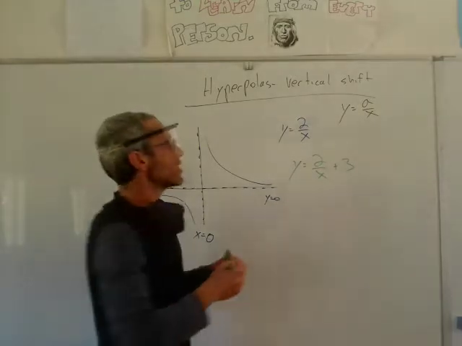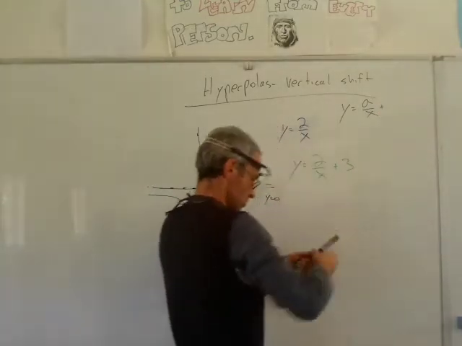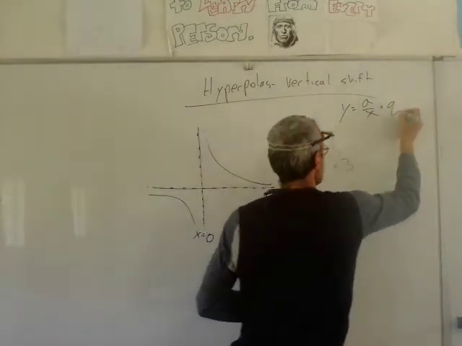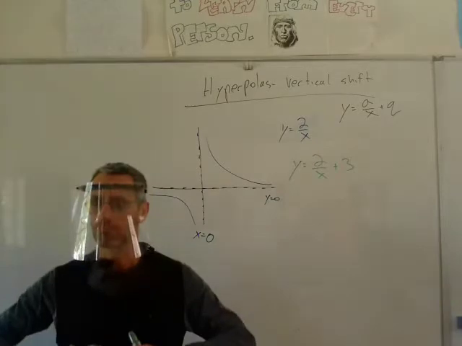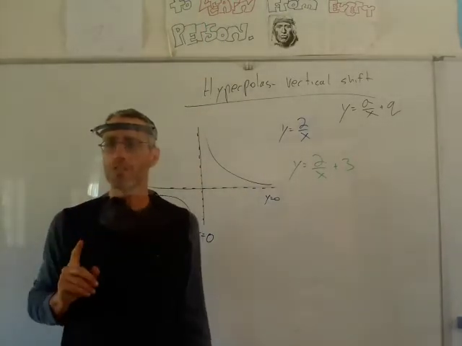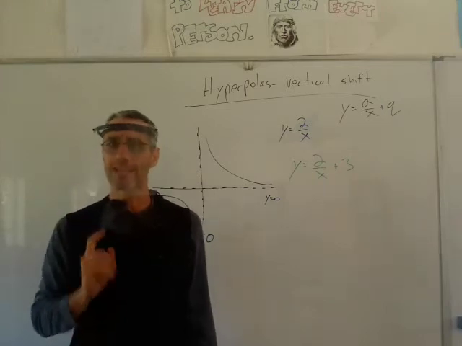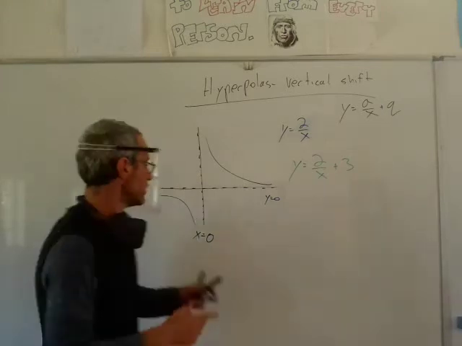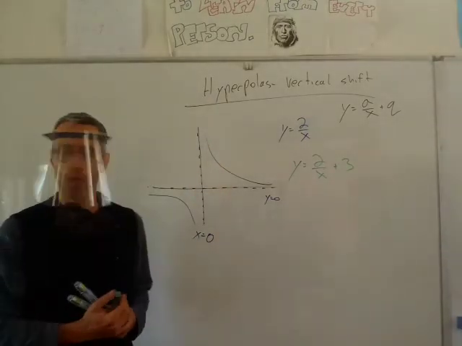Now we're going to add the q. So a over x, now we're going to add a q, for example plus 3. What is that going to do? Push it up. The way to draw these graphs, I would say, is first of all to start by drawing the asymptotes. It's still going to have two asymptotes.